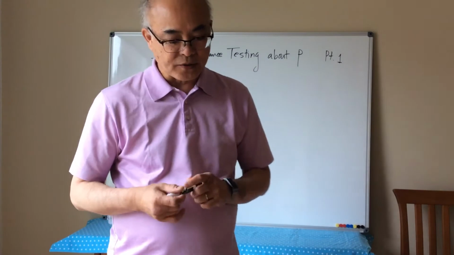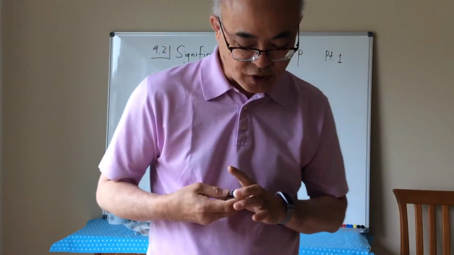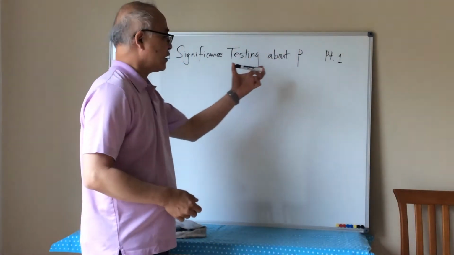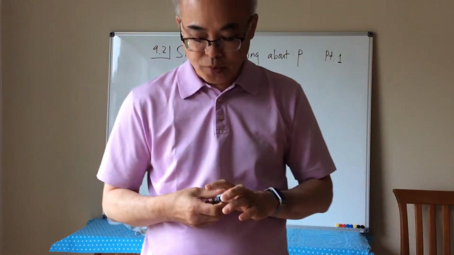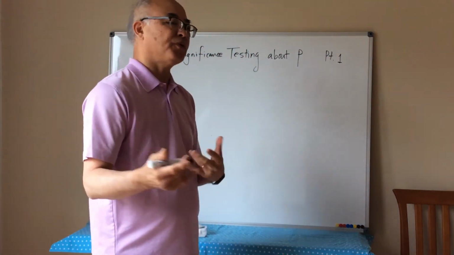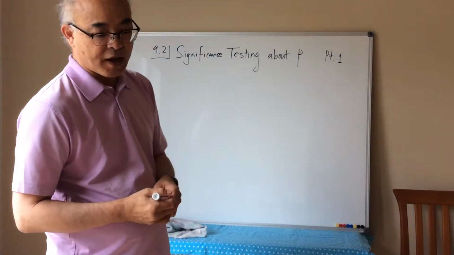So today we're going to talk about 9.2. We're going to talk about significance testing about a population proportion. Okay. So before we do that, let's quickly review what we did on 9.1.